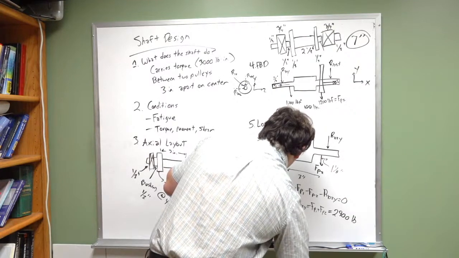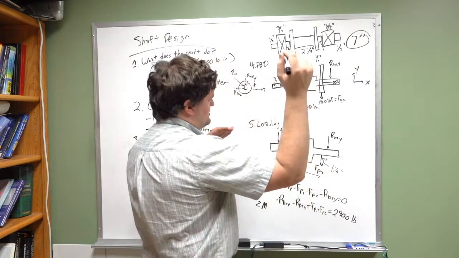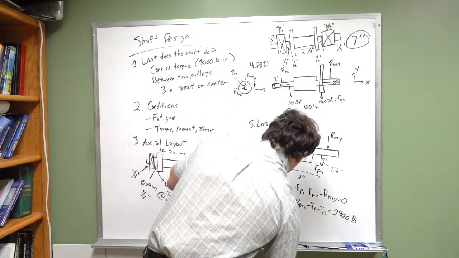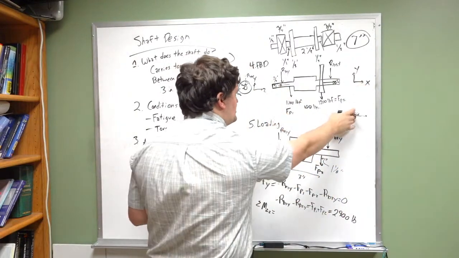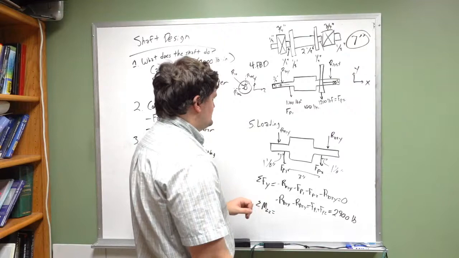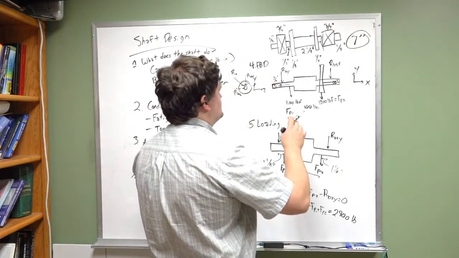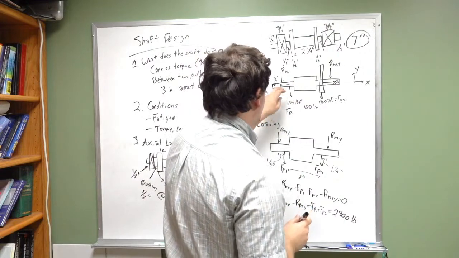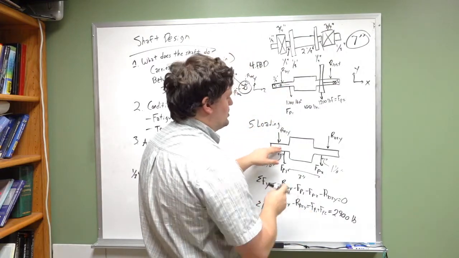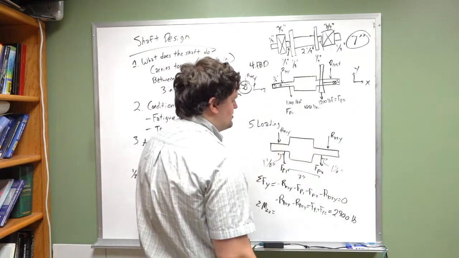Okay, then we're going to go ahead and sum the moments. The moments are going to be about the z direction, because that's the plane we're looking at when we draw this moment diagram. So the sum of the moments in the z direction are equal to, let's say we're going to take it about this point right here, about RB1Y. So we'll be able to solve for RB2Y.